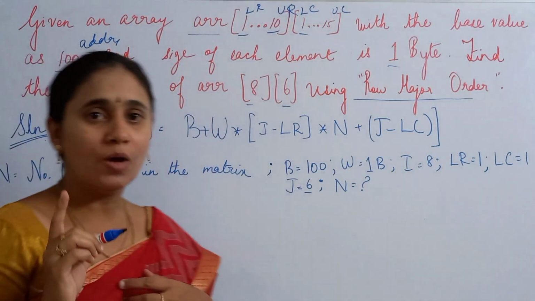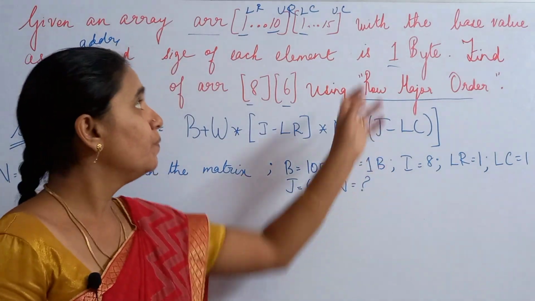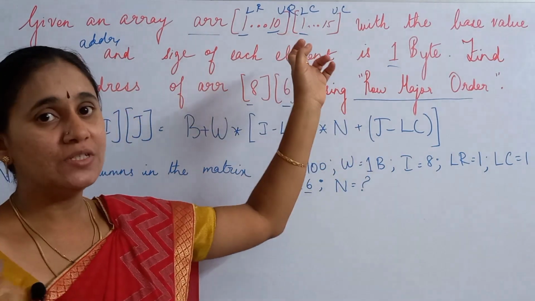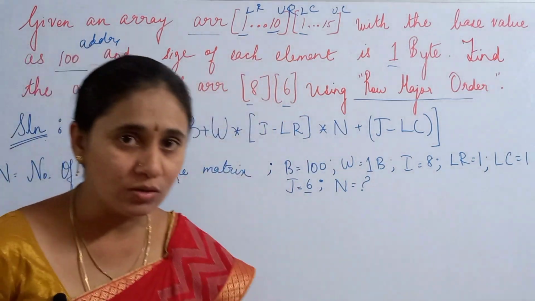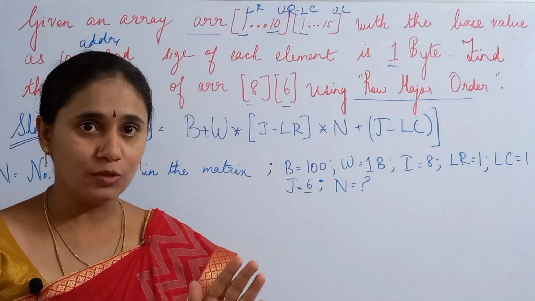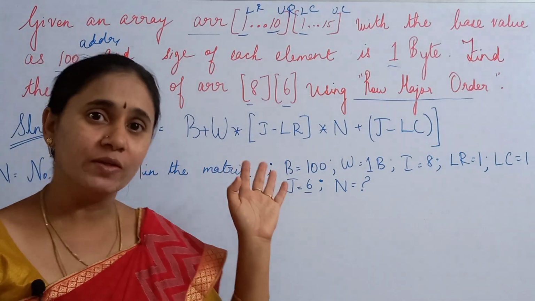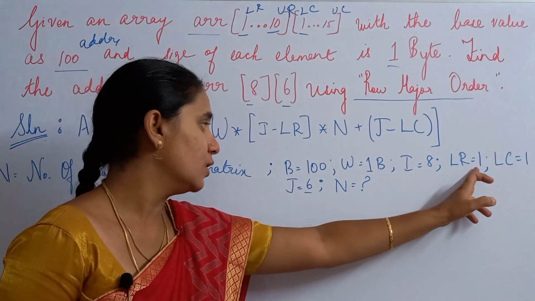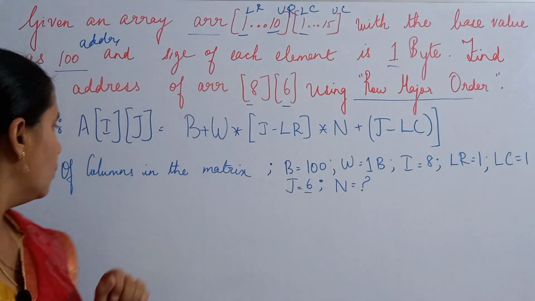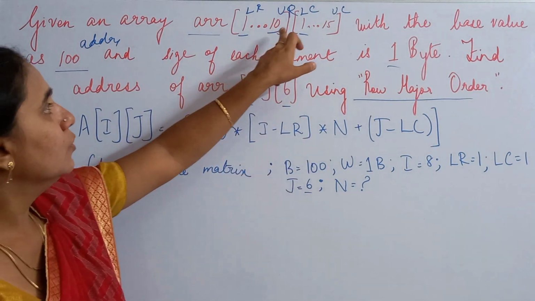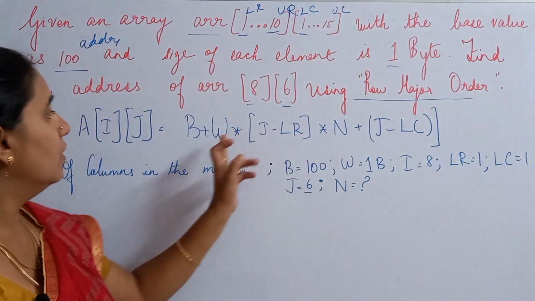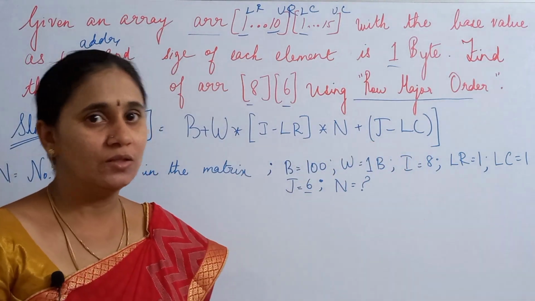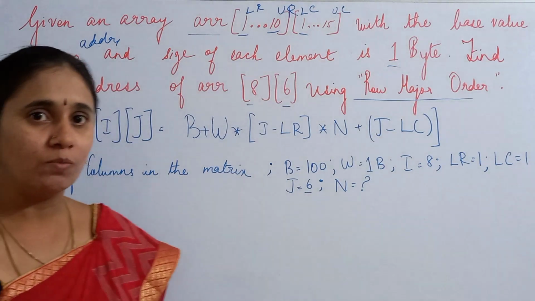UR is the upper bound value of row, and UC is the upper bound value of the column. Suppose the lower bound value is not given, you should take it as 0. But here the value is given, so we can directly use it. I have written LR is equal to 1, LC is equal to 1. We can also write UR and UC, but in the formula we don't need those values, so I have left them. Now shall we go for problem solving?